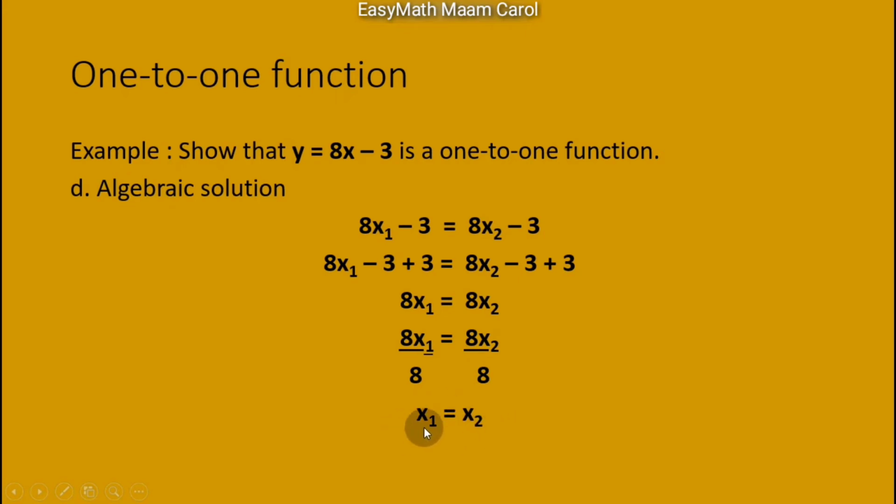Meaning, hindi pwede silang maging magkaibang value. So, yung x1 dito, dapat parehong value siya ng x2 para siya masabi na one-to-one function. So, ibig sabihin, hindi pwedeng magkaroon ng dalawang value ng x dito to get the value of y. Okay, so 1-to-1 lang siya.